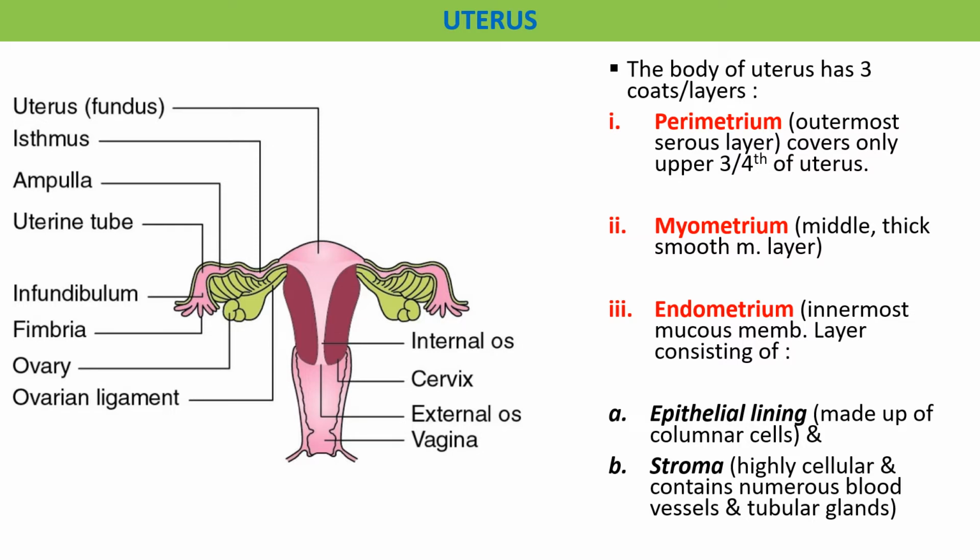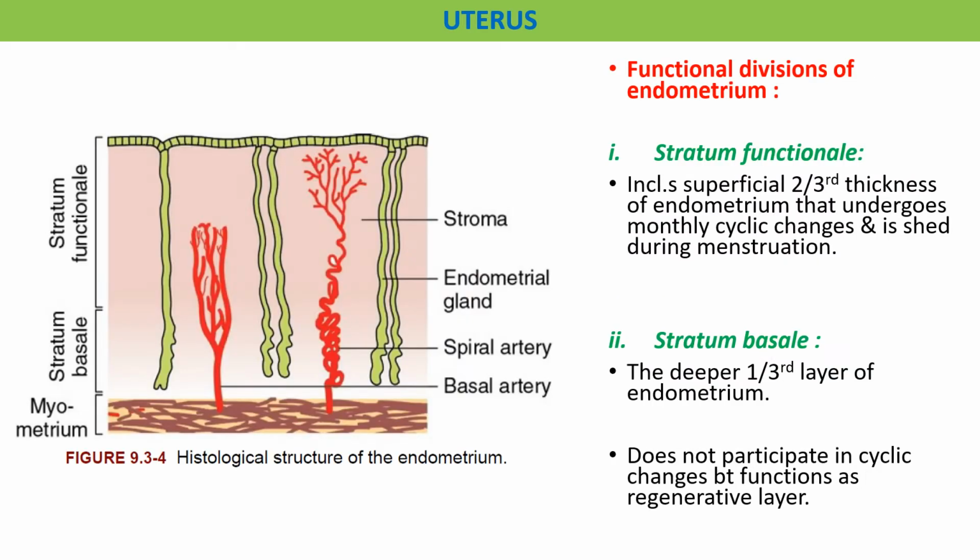And the endometrium is the innermost mucous membrane layer of the uterus that consists of two layers, an epithelial lining and a stroma. Epithelial lining layer is made up of columnar cells and the stroma is highly vascular. Functionally, the endometrium of uterus can be divided into two strata or layers, stratum functional and stratum basale. The stratum functional includes the superficial two-third thickness of the endometrium.